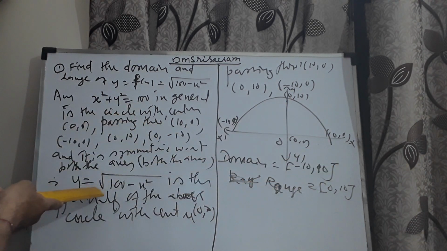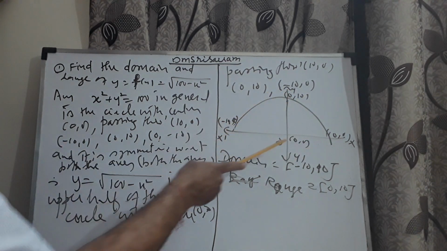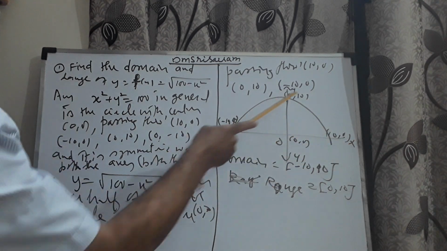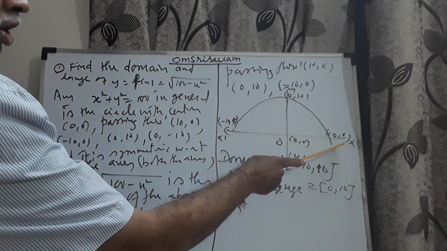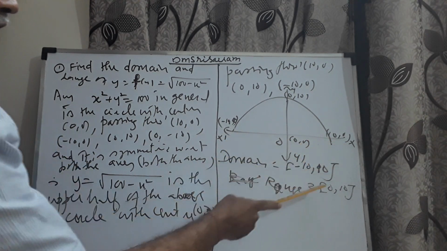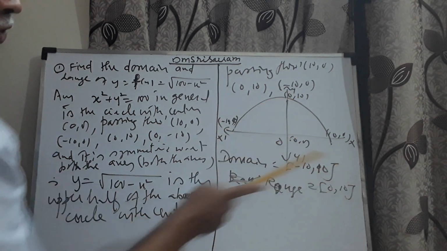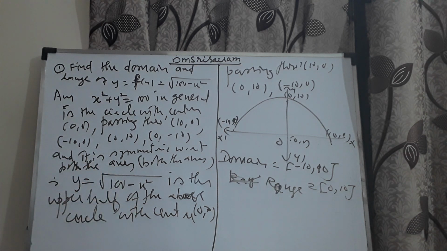Y doesn't take negative values. Y takes only positive values. Therefore, it is the upper half of the particular circle with center 0, 0, and it passes through 10, 0 and minus 10, 0 and 0, 10. The x value here is minus 10 to 10, both inclusive, therefore closed interval minus 10, 10. The y value is between 0 and 10, closed interval 0, 10. It's very easy to remember.